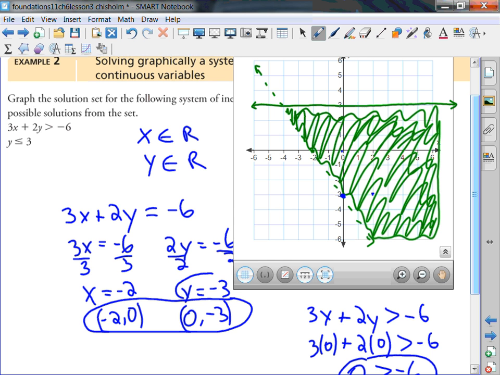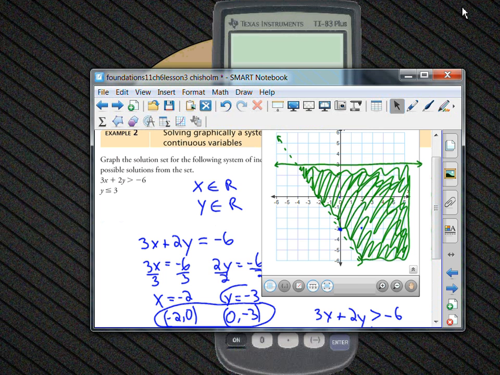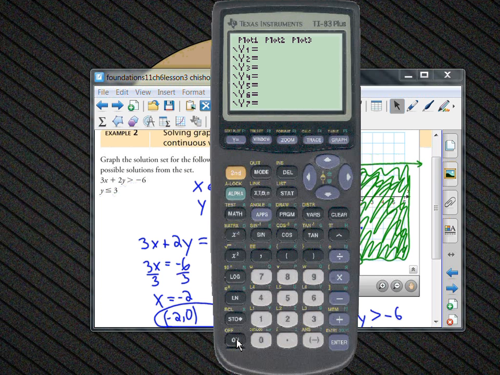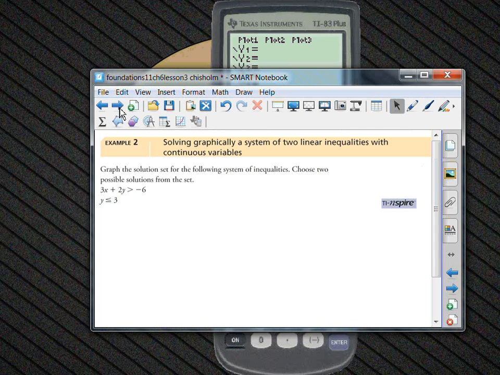So now the next thing we can do is take a look at what this would look like on a graphing calculator. So we'll turn on our graphing calculator, put it right into y equals. Remember that when you're doing this, you have to isolate y. We'll go ahead and do that. For the second one, pretty easy. Y is less than or equal to 3. Y is already isolated, so we can graph that in a moment here.